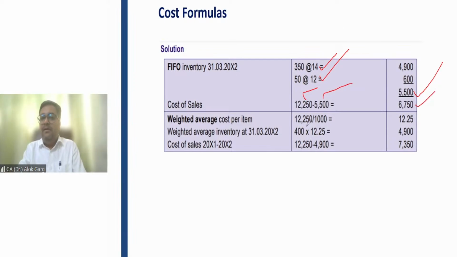Weighted average, very simple. Your total cost is 12,250. Total units are 1,000. 12 rupees 25 paisa is the per unit cost. Closing stock is 400 multiplied by 12.25. 4,900 is your closing value. Your total cost is 12,250. Your 4,900 is closing value. 7,350 is your cost of sales. Sorry, cost of sales, not closing stock. 4,900 is closing stock, 7,350 is cost of sales.